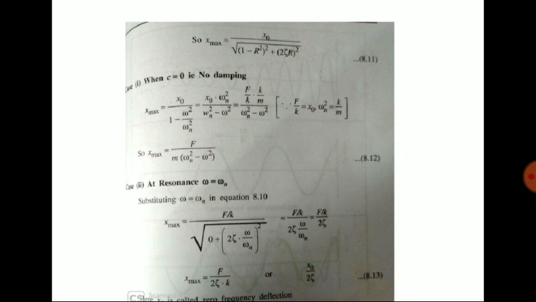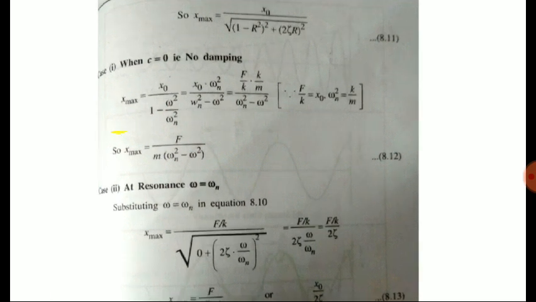Next we consider resonance. At resonance, what will happen? Omega will be equal to omega n. That is the condition of resonance, which we also told in the previous section. So x max in this equation: omega equal to omega n means the first term will be equal to 0. In the second term, 2 zeta omega by omega n, with omega equal to omega n, becomes 1.